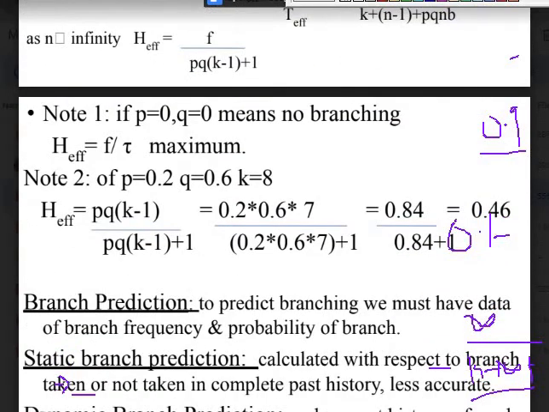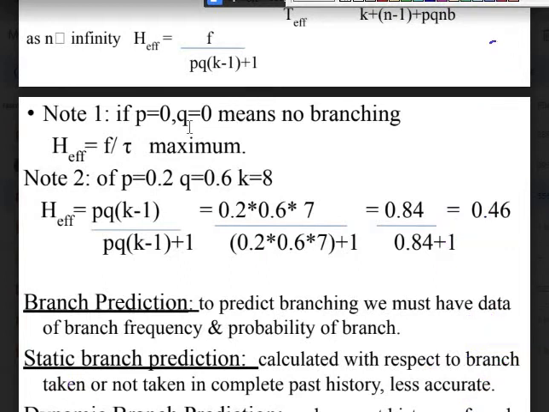Next, one of the problems, let me solve here only. If p and q both are 0, what happens? As n tends to infinity, we have the formula H efficiency equal to frequency divided by pq into k minus 1 plus 1. With pq equal to 0, it is f divided by 1, which is equal to tau. That means maximum output.